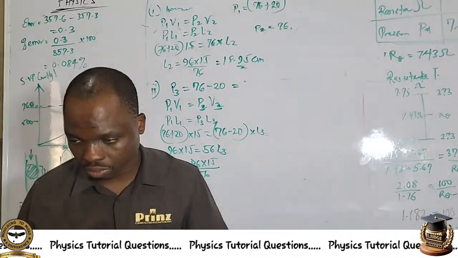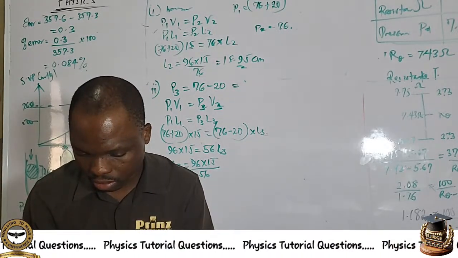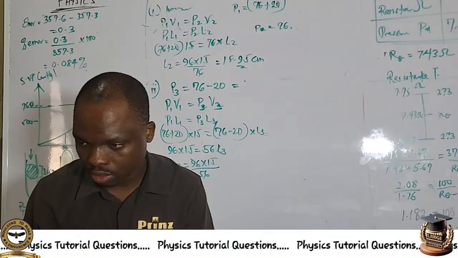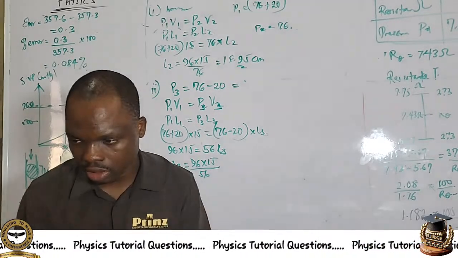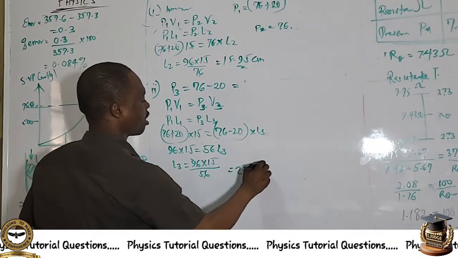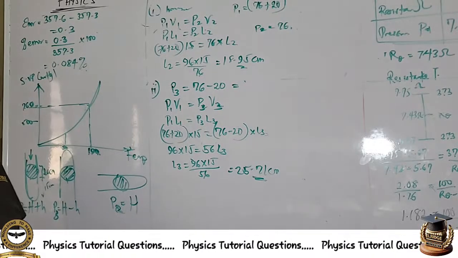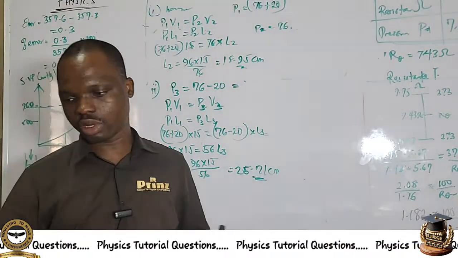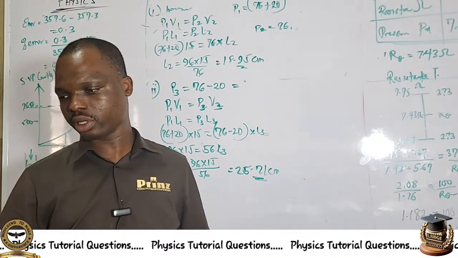96 times 15 divided by 56 gives us 25.71 centimeters. And this is how to solve this question. Like this, you have your full marks for solving it this way. So then let's see if we have another question.